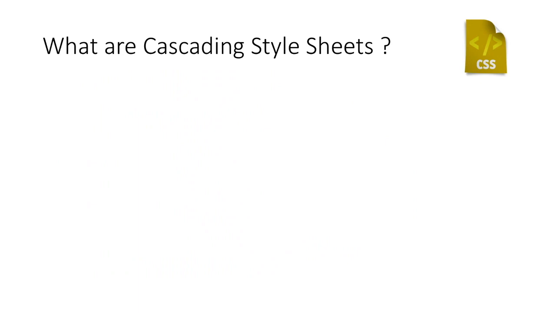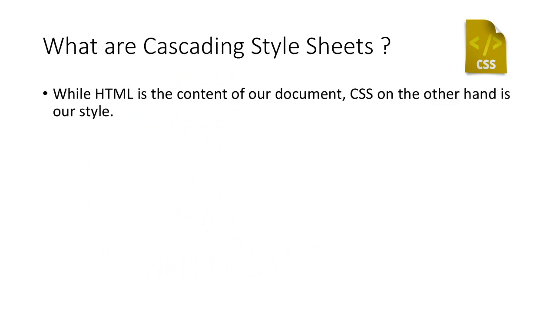So what are cascading style sheets? While the HTML is the content of our document, cascading style sheets is how we define the style of the document. The best way I think of it is as themes. If you want to have your website have different themes, you can define different style sheets for those themes.